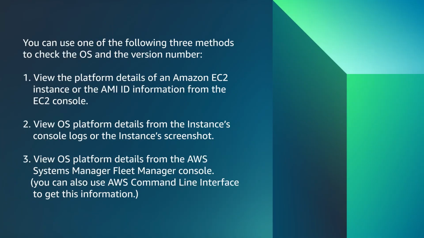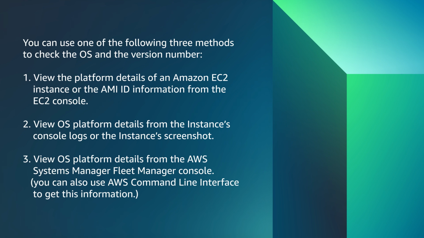Today, I'm going to show you how to view the OS platform or version that an Amazon Elastic Compute Cloud Linux instance is running. Let's get started. You can use one of the following three methods to check the OS and the version number.